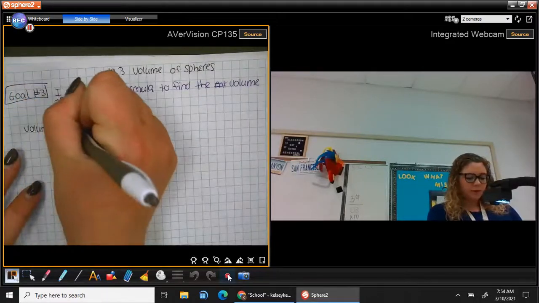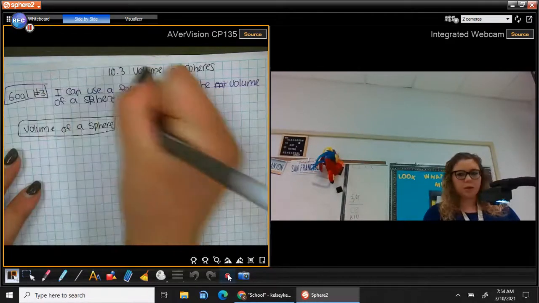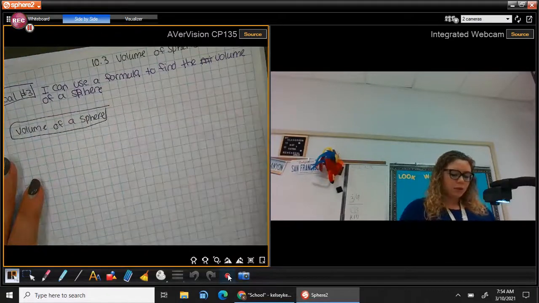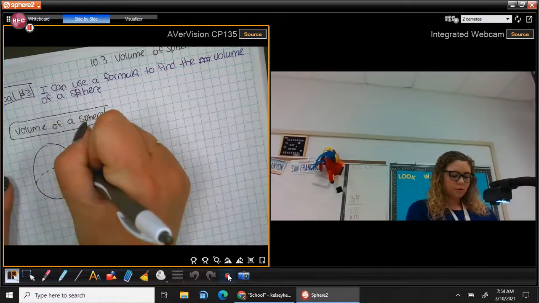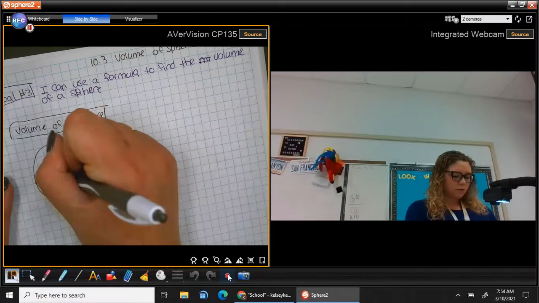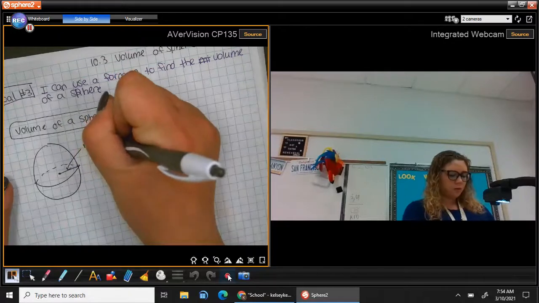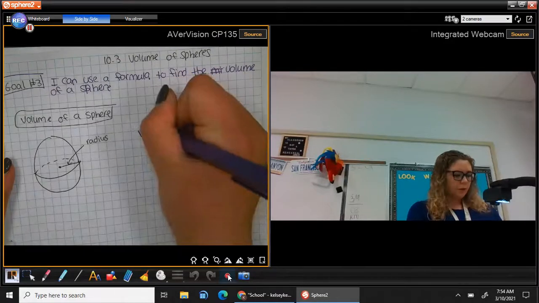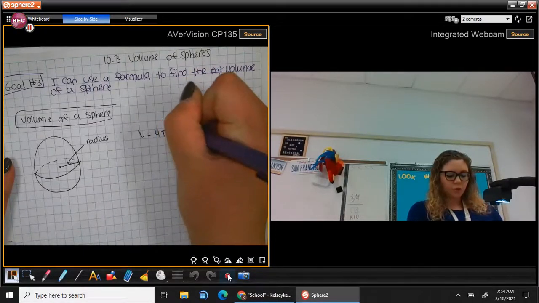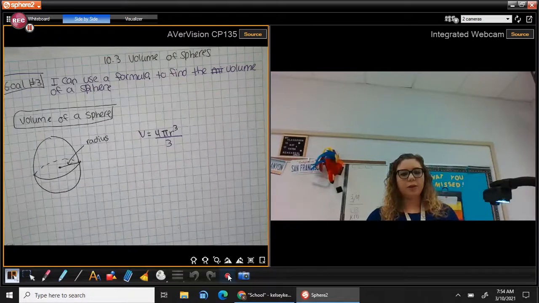So the volume of a sphere is, so draw a sphere first. Okay, and this is the radius. So the volume of a sphere is V equals 4 pi r cubed all over 3. That is the volume, that's the formula you're going to use to find the volume of a sphere.